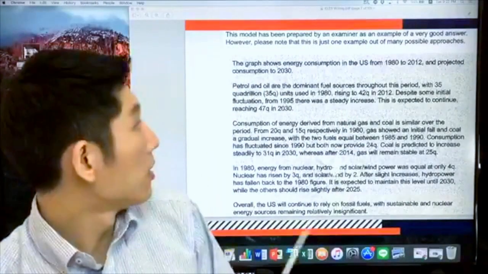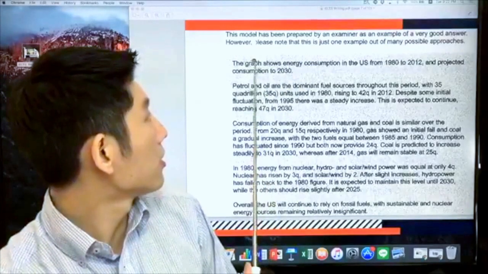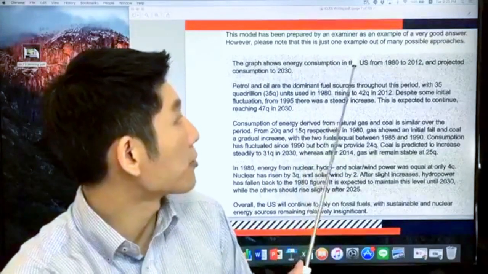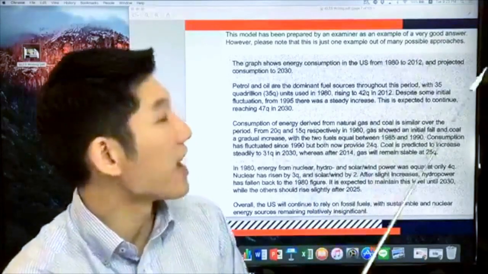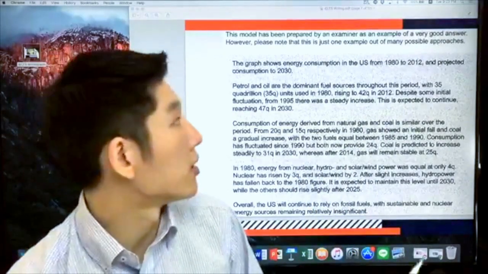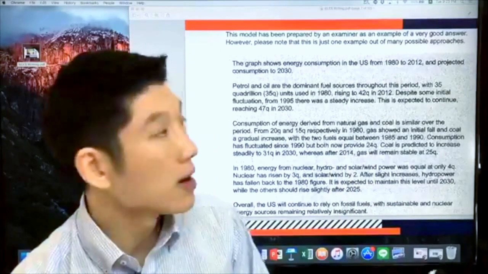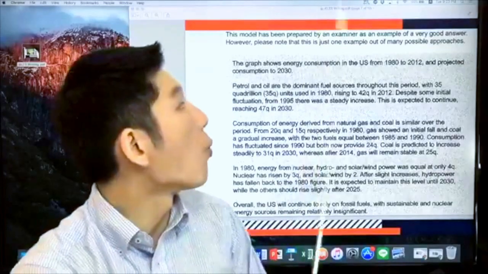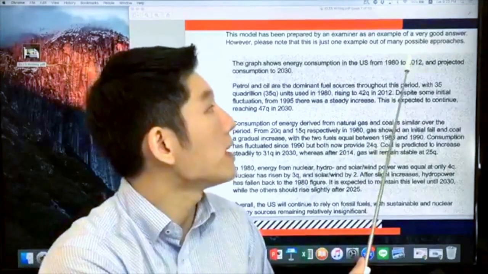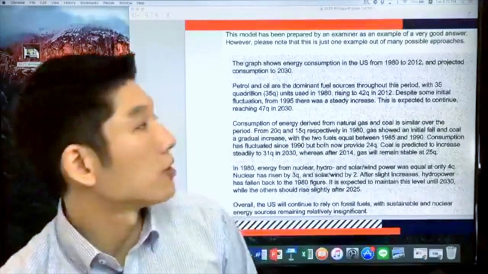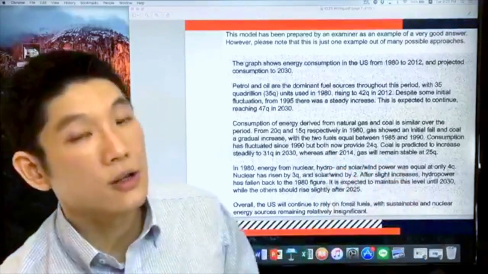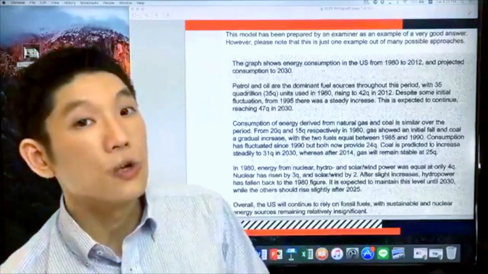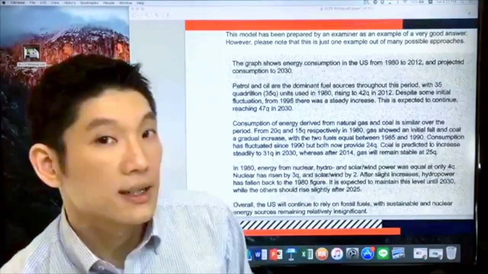Please take a look. The graph shows energy. Let's look at the comment first. The model has been prepared by an examiner as an example of a very good answer. Of course, the examiner is not going to give you a score, but this is a very good answer. However, please note that this is just one example out of many possible approaches. So no, you don't have to write in this way to get a perfect score, but it's one of the ways that you can use to handle this task.